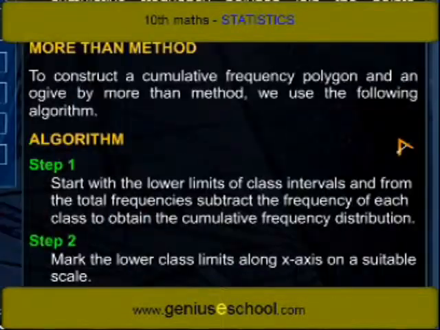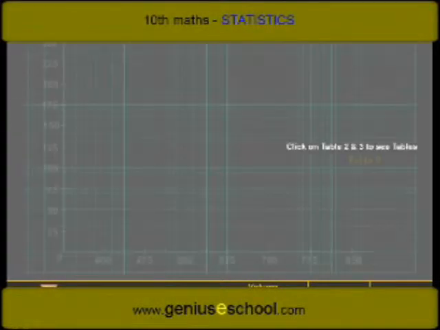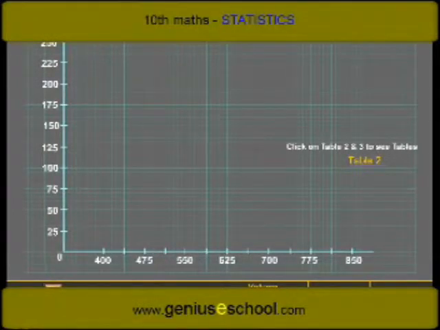More than method. To construct a cumulative frequency polygon and an ogive by more than method, we use the following algorithm. Distribution of scores obtained by 230 candidates in a medical entrance test is as follows in table 1. Draw cumulative frequency curves by less than and more than method on the same axis. We first prepare the cumulative frequency table by less than method as given in table 2.